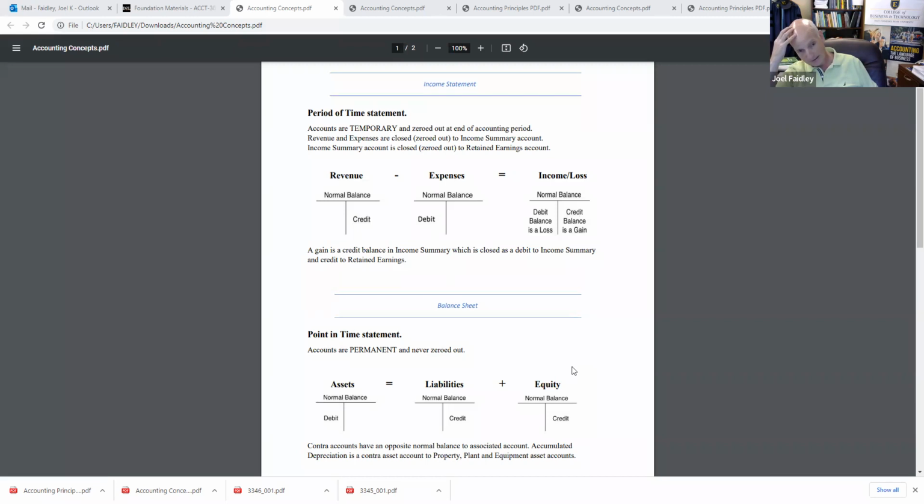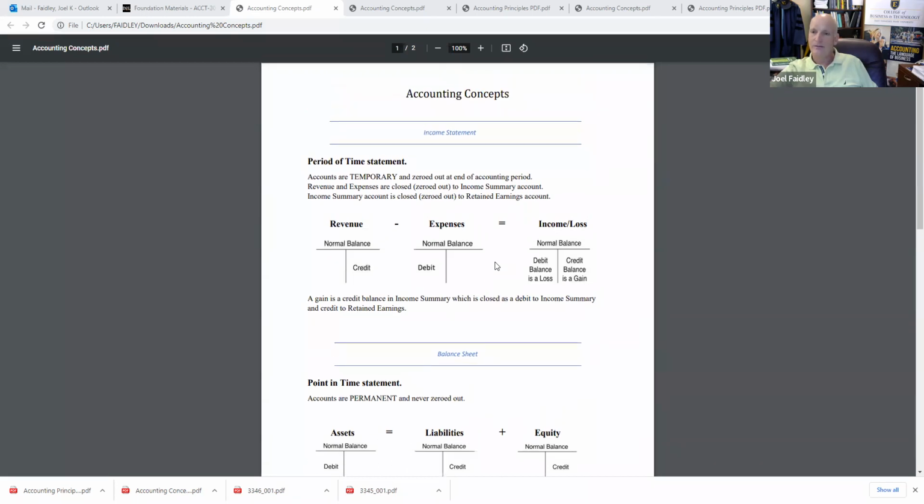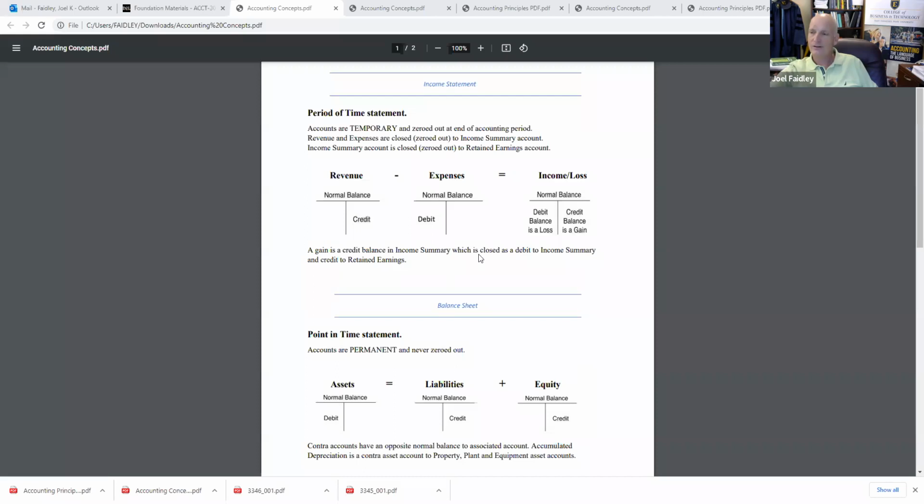And when we talk about an income statement, it is for a period of time. That's why I have that stated there, period of time statement. The accounts on here are temporary, because when we start talking about accounts, a chart of accounts that a business uses is made up of 5 different account types.